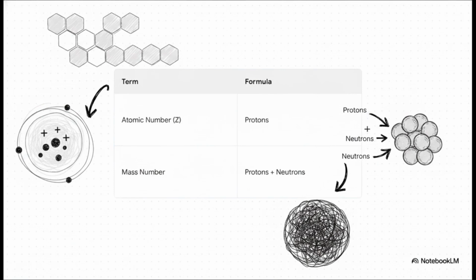So let's clearly contrast these two critical numbers. The atomic number is protons only. You can think of this as the ultimate identity tag of an atom. Seriously, every single atom of the same element has the exact same number of protons, and the entire periodic table is actually arranged by this proton number. The mass number, on the flip side, is protons plus neutrons. It accounts for that entire heavy center, the nucleus that we were talking about earlier.